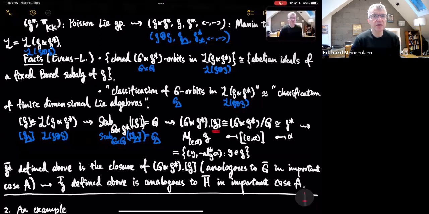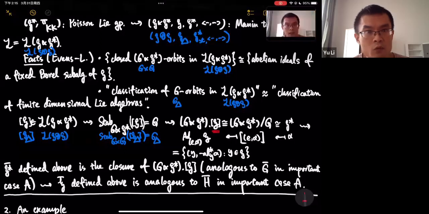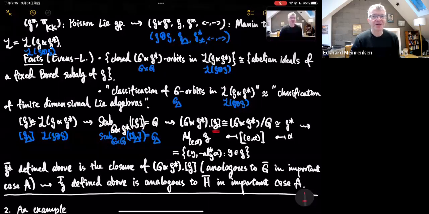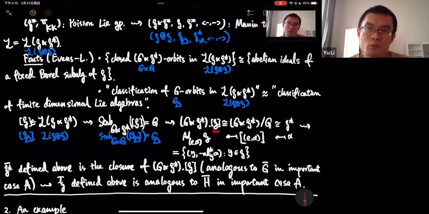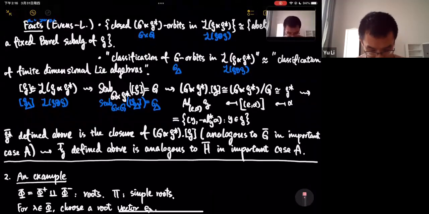Is this still the case here? Most likely it's not the case. So not exactly known, but I'm pretty sure it's not the case, I just haven't worked out the details. For example, I don't think this G star bar is smooth. And it could be very singular as far as I understand. So that's why we care about this G star bar.